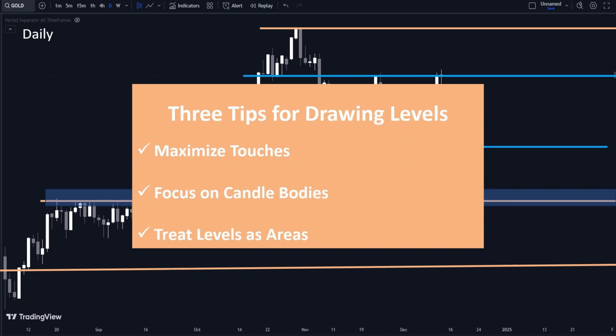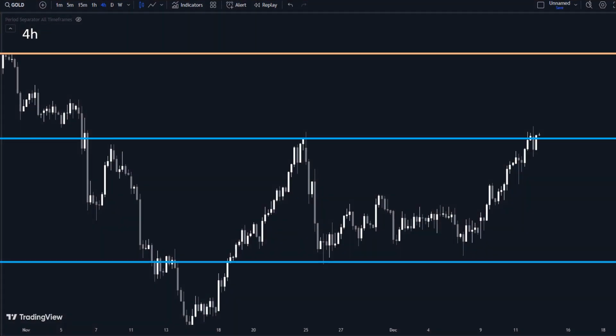And that's it for the daily time frame. We've adjusted our weekly levels for precision and added new daily levels to capture additional market structure. With these key levels in place, we're now set to dive into the lower time frames with a clear and organized chart. Let's continue our analysis as we zoom into the lower time frames, starting with the 4-hour chart.